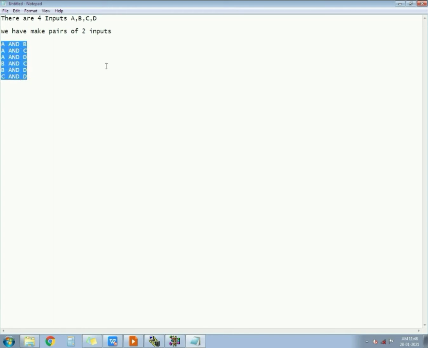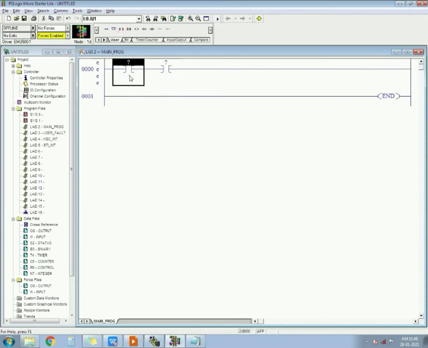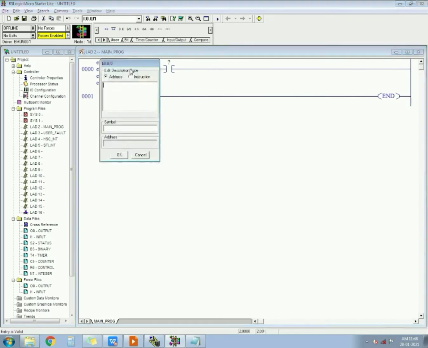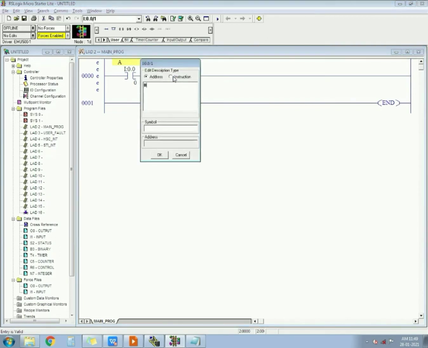When we have to make a program according to this, A and B, I have told you in gates also that if there is an AND in between, it means it is in series. So we will make these combinations. A and B. First we will start with the inputs A and B. Let's take I1:0.0/0, so this is A, and next is I1:0.0/1, so this is B.